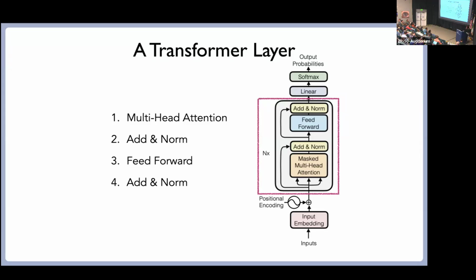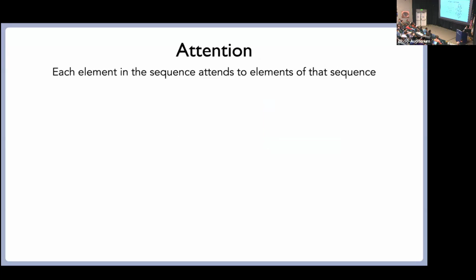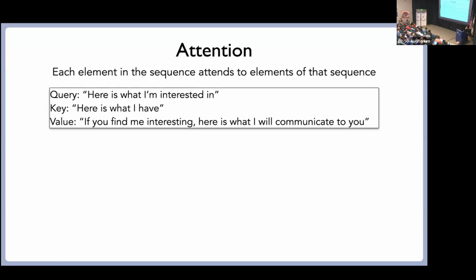So the first operation is multi-head attention, and to understand this, we should know what attention is. To put it simply, we can think of attention as each element in a sequence attending to other elements in the same sequence. There are 3 key concepts: query, key, and value. You can think of it this way. Query is a thing that shows the model, here's what I'm interested in. Key tells you, here's what I have. And value is, if you find it interesting, this is what I will give to you. So it determines the output.